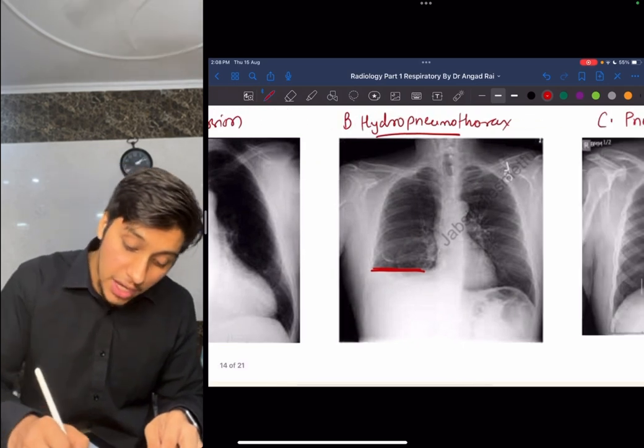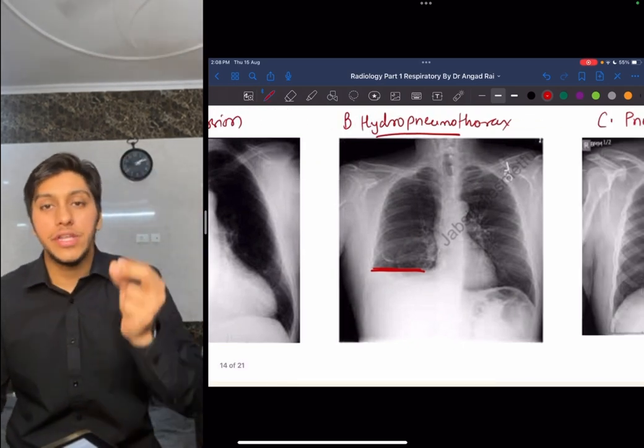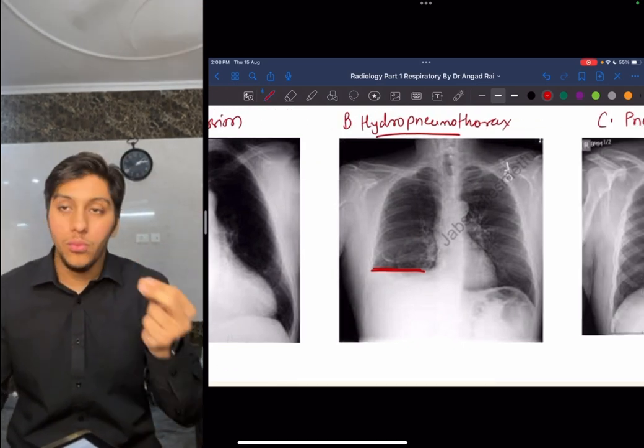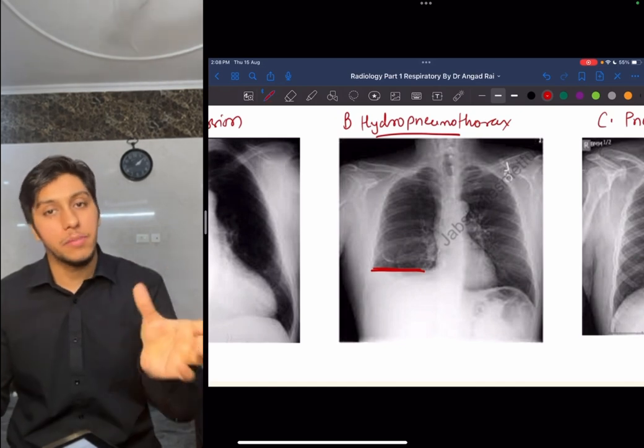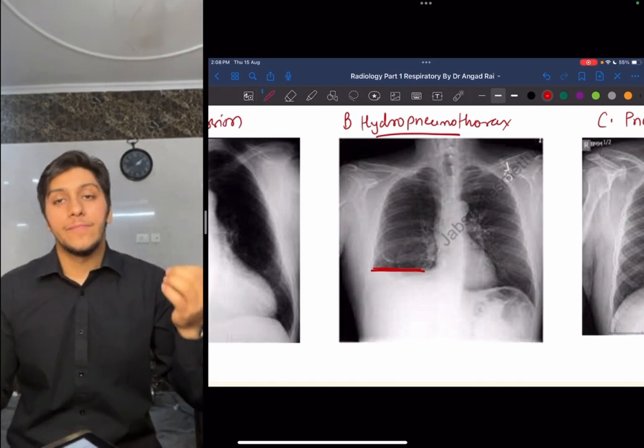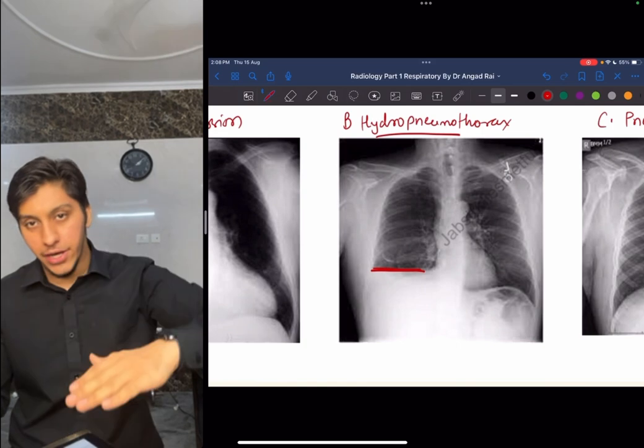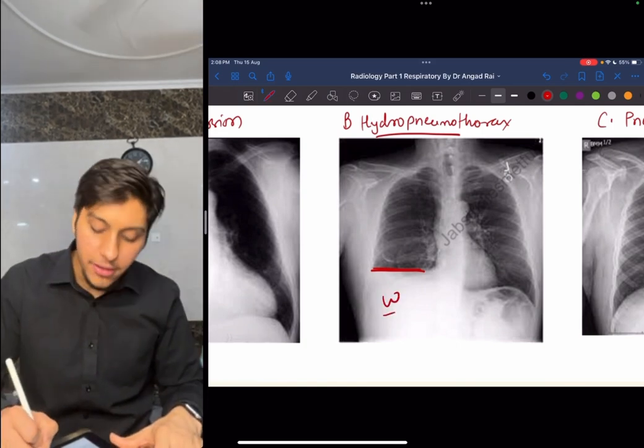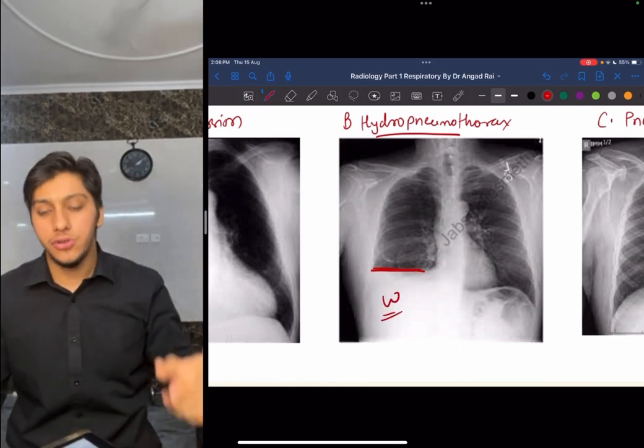There is a condition which is hydropneumothorax. By decoding the meaning: hydro, water; pneumo, air; thorax. So there is a mix of both water and air in the thorax. Because of gravity, water is going to be down, so that is why it is going to be white in color, and air is going to be up, that is why it is going to be black in color.